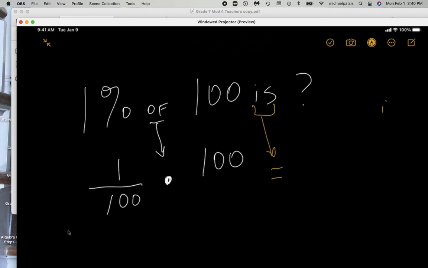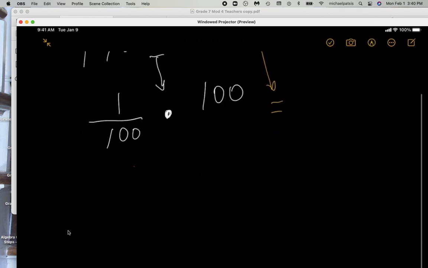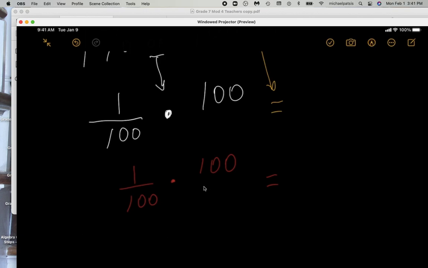So now I'm going to rewrite this in a different color. We now have 1 over 100 times 100 equals. I think it's helpful in this scenario to go ahead and put the hidden 1 under this 100. I just think it helps students visualize what to do from here. We have two fractions being multiplied. This is different than two fractions facing each other with an equal sign in between.